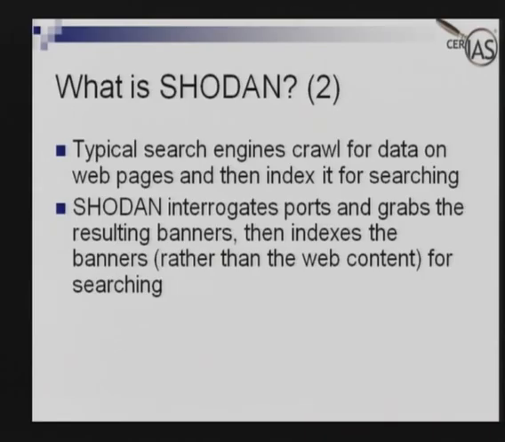SHODAN is different because it's not concerned about the actual data on the web page. It's concerned about the metadata, or the information about the web page. In other words, not what the article is about, but what server is that? What software is running on that box? What ports are open on that box? So we're interrogating certain ports, mostly port 80, but also port 22, 23, and some others. We're looking for the content about the server itself, not the content on the web page.